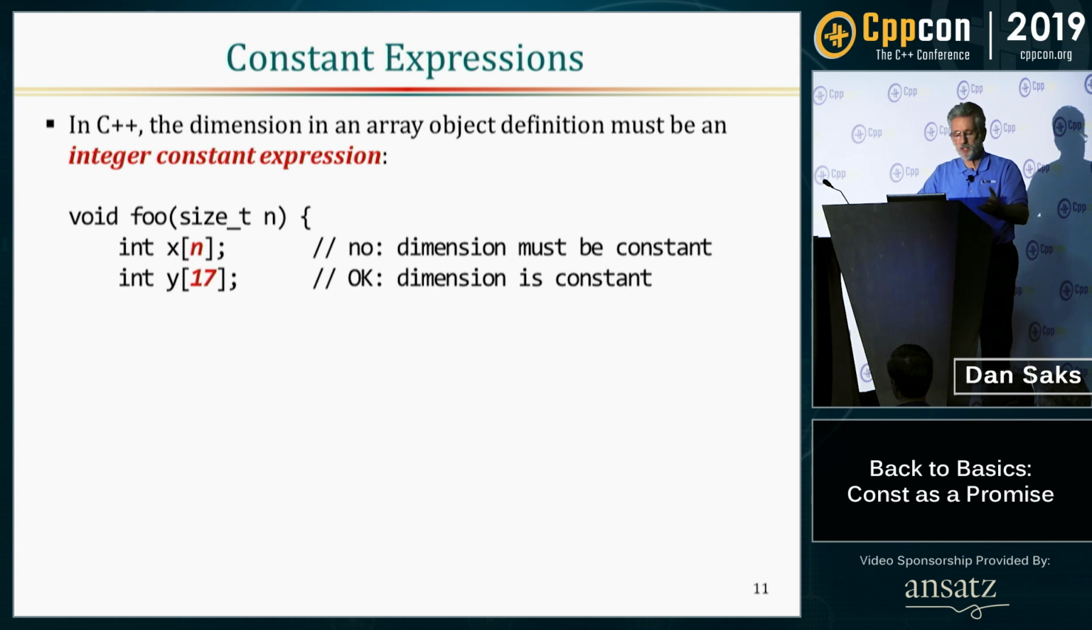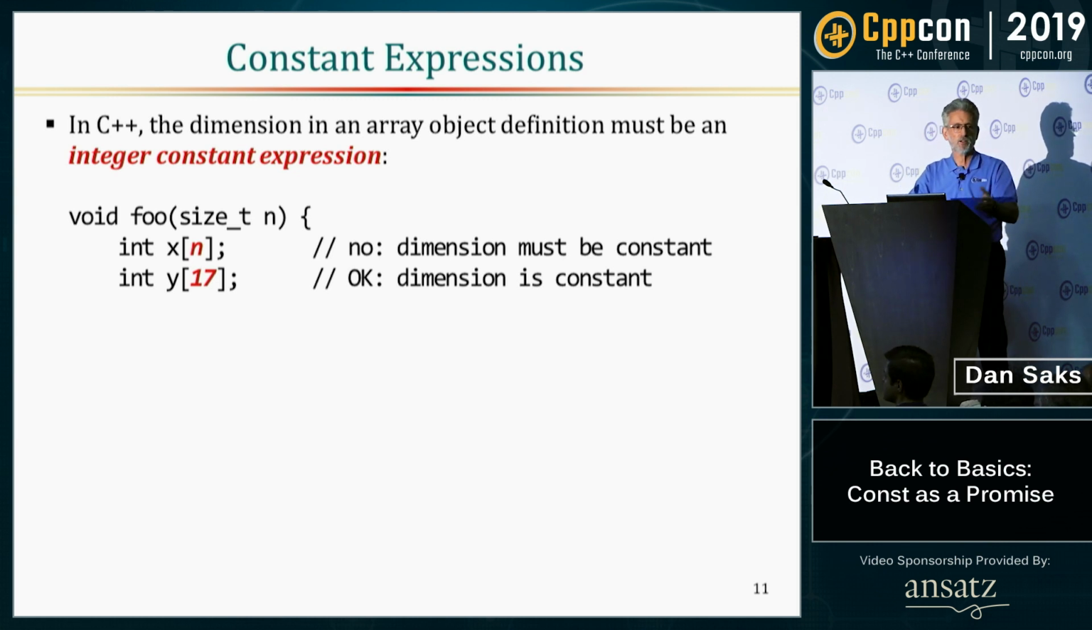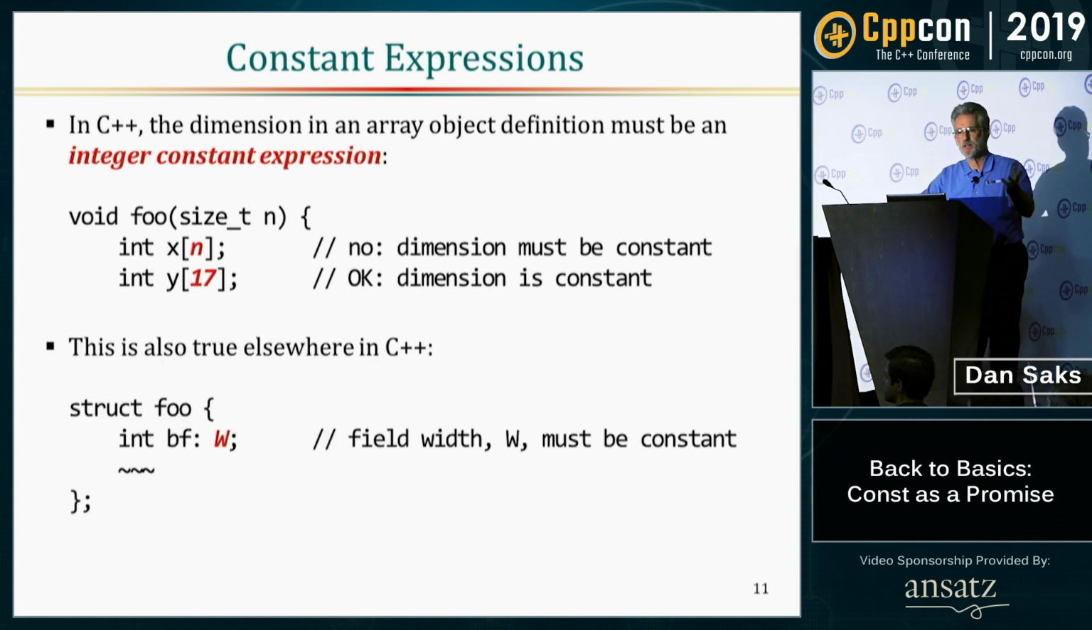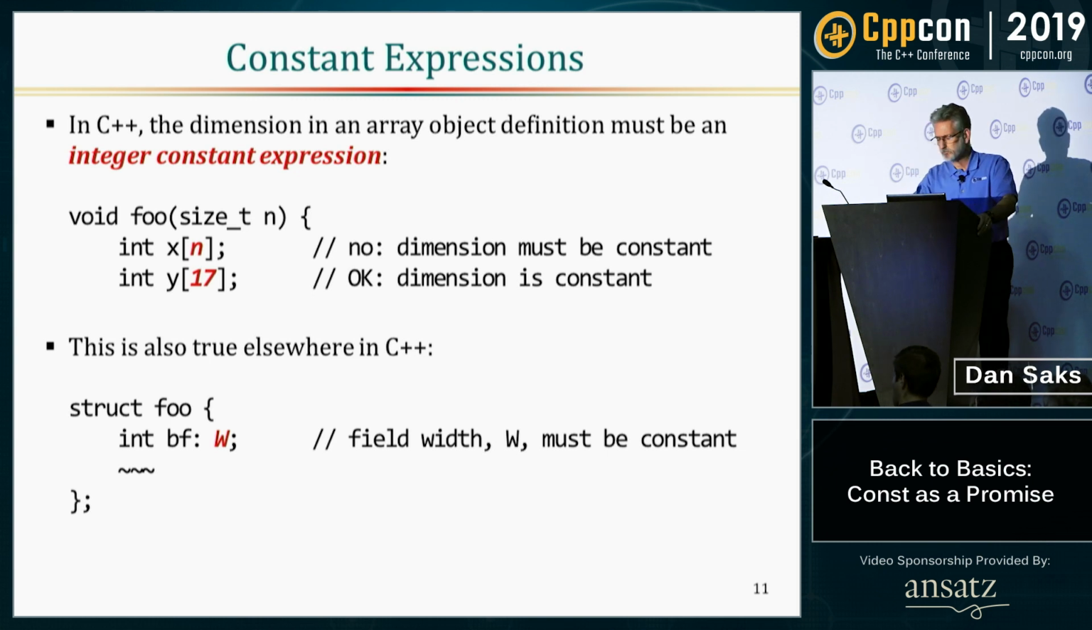There are numerous situations where we need to be able to provide things like array dimensions. And notice there that the declaration for the integer x, the first local variable inside foo, is an unacceptable declaration because it has a dimension which is non-constant. The 17 for the dimension of y is perfectly okay. And there are several other, half a dozen or so contexts in C++ where you're allowed to use an expression, but it has to be a constant expression, like for example, a bit field width.